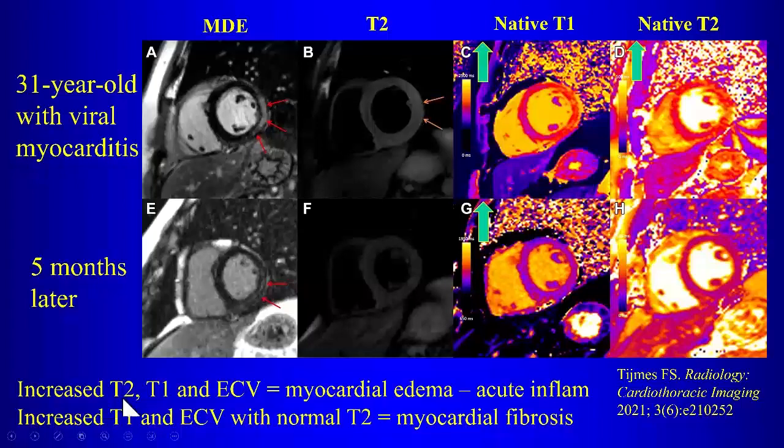So if there's increased T2, T1, and increased extracellular volume fraction, that equals myocardial edema. So that's an indication of acute inflammation. If there's increased T1 and extracellular volume with a normal T2, there's no edema now. So that usually indicates myocardial fibrosis. So here this would indicate myocardial fibrosis.